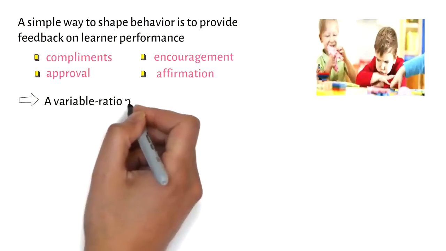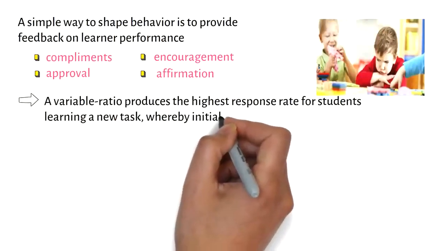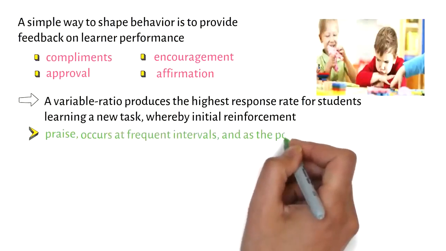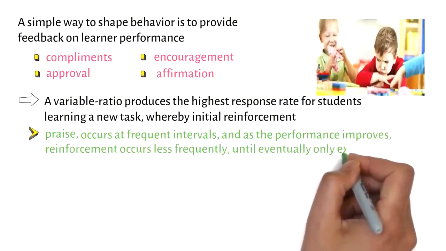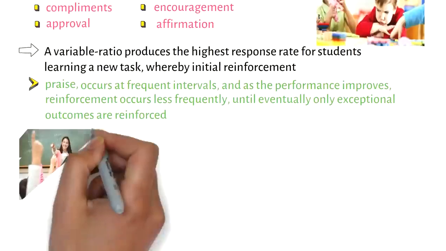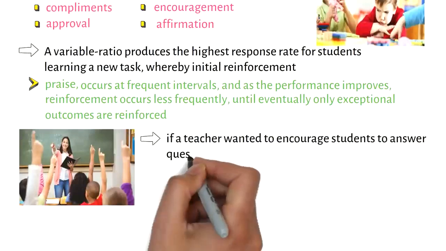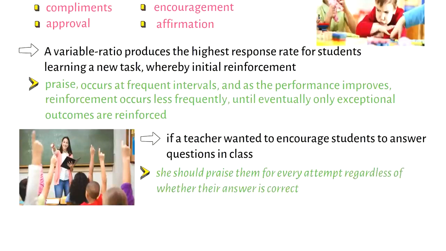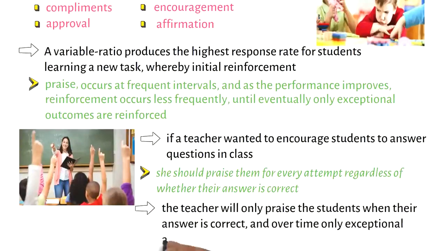A variable ratio produces the highest response rate for students learning a new task, whereby initial reinforcement, for example, praise, occurs at frequent intervals, and as the performance improves, reinforcement occurs less frequently, until eventually only exceptional outcomes are reinforced. For example, if a teacher wanted to encourage students to answer questions in class, she should praise them for every attempt regardless of whether their answer is correct. Gradually, the teacher will only praise the students when their answer is correct, and over time only exceptional answers will be praised.